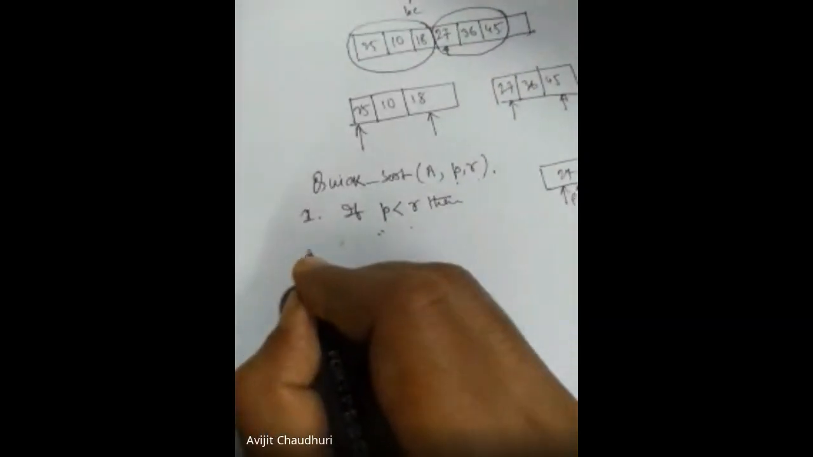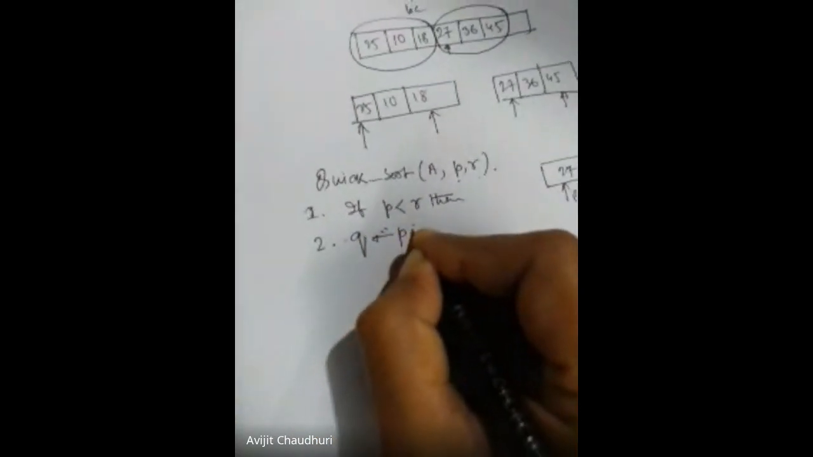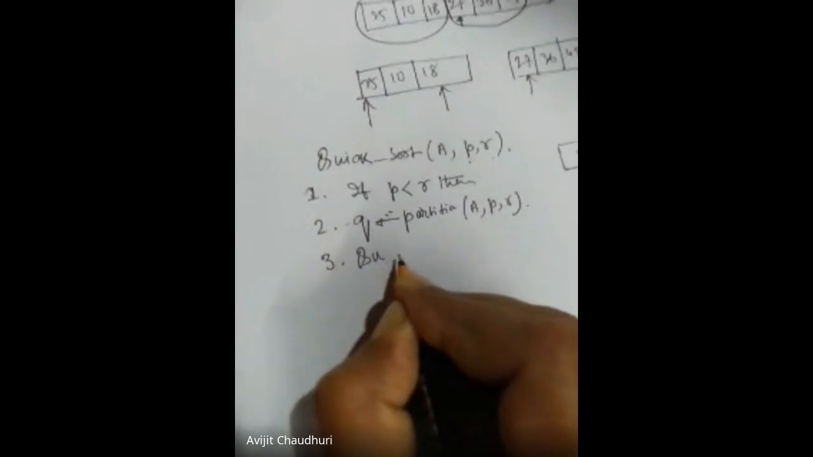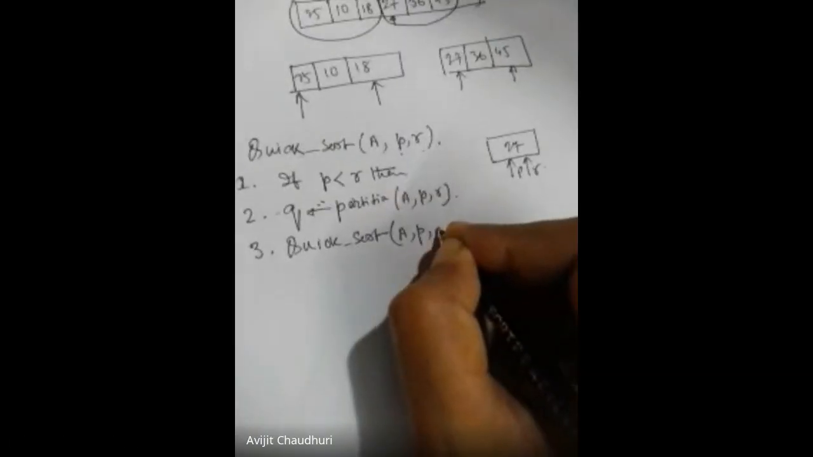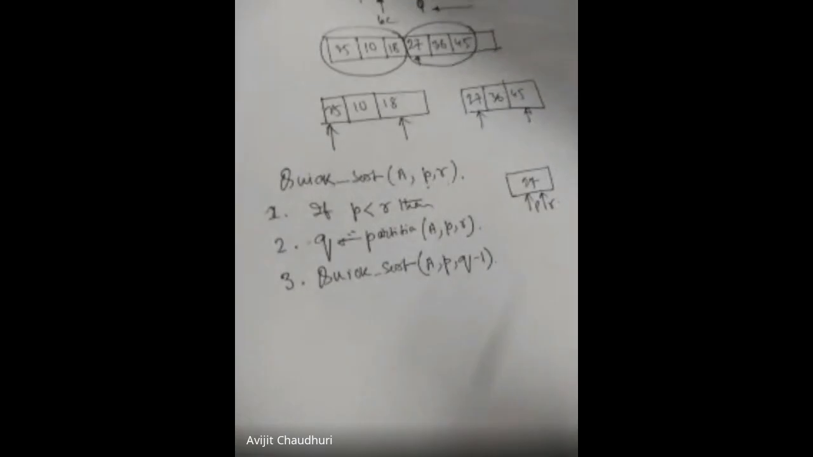Then step 2, we will partition A, P, R. Again, in the third step, we will apply quick sort recursively. If there is only one element, we should not proceed for quick sort. This is already sorted. We can't proceed for any kind of sorting. One item means this is already sorted.